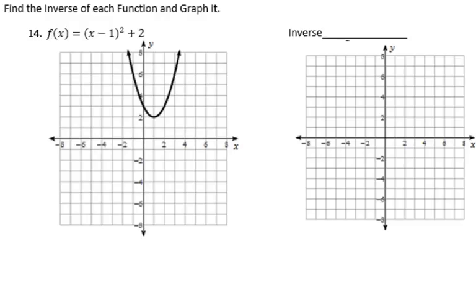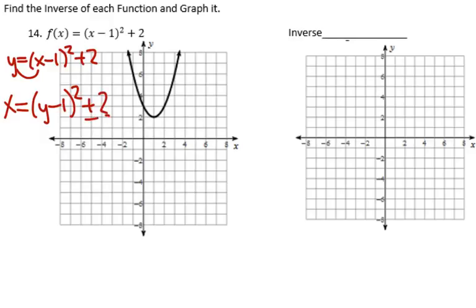So looking at 14, now we're dealing with a square, but it's the same process. This time first let's find the equation. So swap the x and y, and then we're going to solve for y. So first I've got to deal with this 2. x minus 2 is not negative 2x. It's x minus 2. Can't combine them.